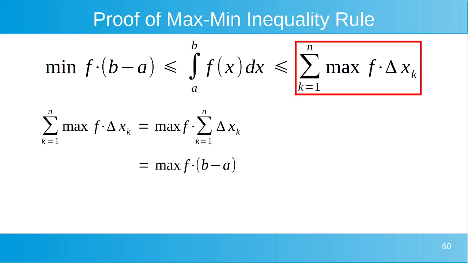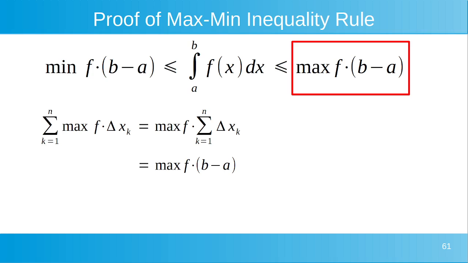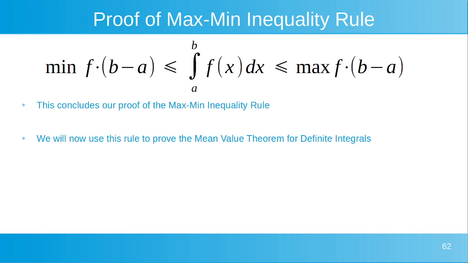And on the right-hand side, rather than the sum of max f times delta xk, we can bring max f back outside of that sum, giving us max f times the sum from k equals 1 to n of delta xk. We can replace the sum of those subinterval lengths as b minus a, giving us max f times b minus a. So we can replace the right-hand side of our inequality with max f times b minus a. And this concludes our proof of the Max-Min Inequality Rule for definite integrals.